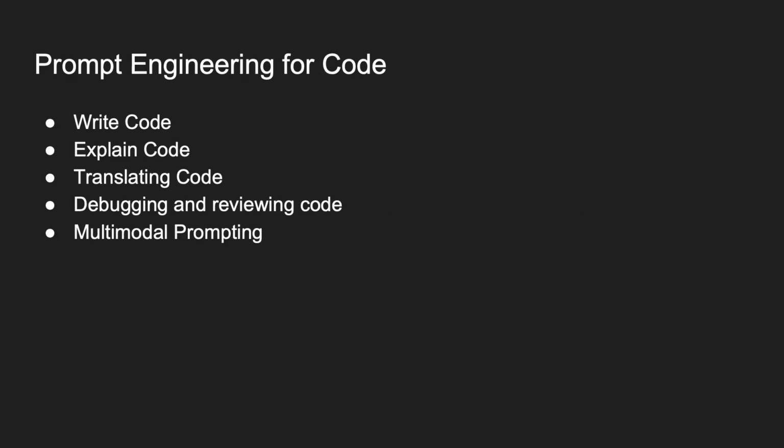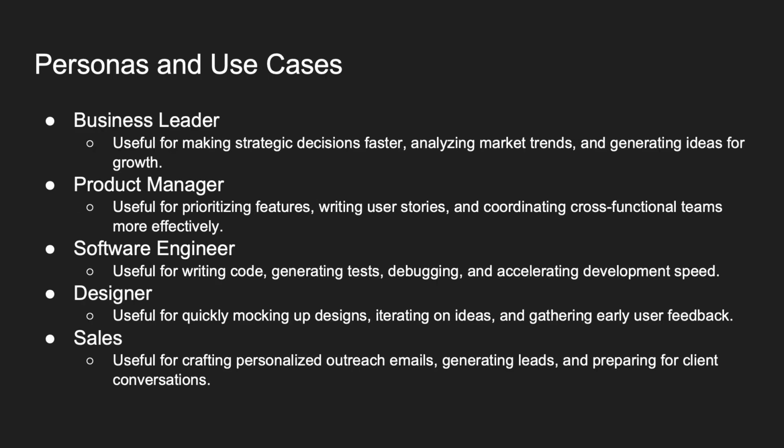A little bit about prompt engineering for code. Some of the things you can have in your prompts and ask AI to do for you is you can ask it to write code, explain code, translate code, debug, review code, and you can also have it work with different modalities such as text, video, audio. You can have it work in your IDE. So there are different ways of working with an LLM, and different ways of interacting with it.